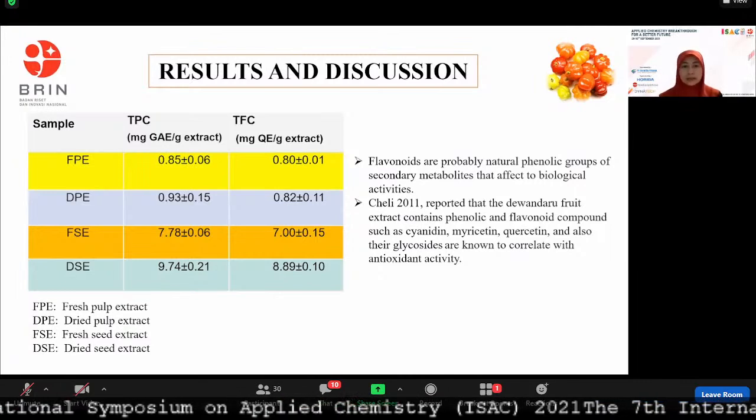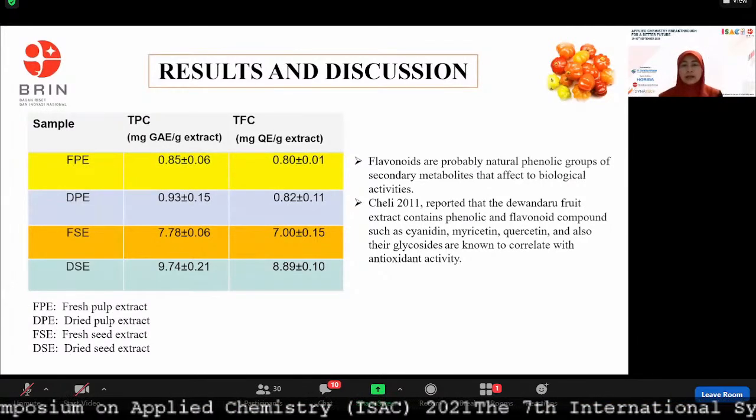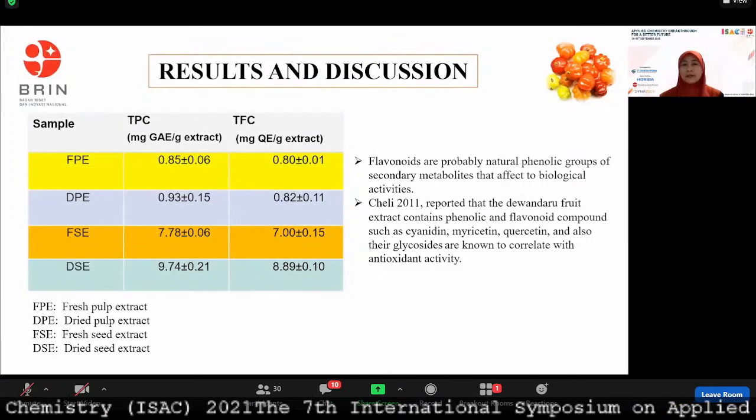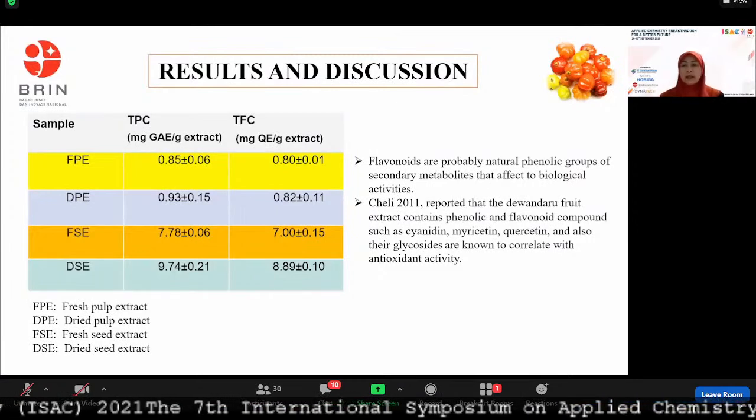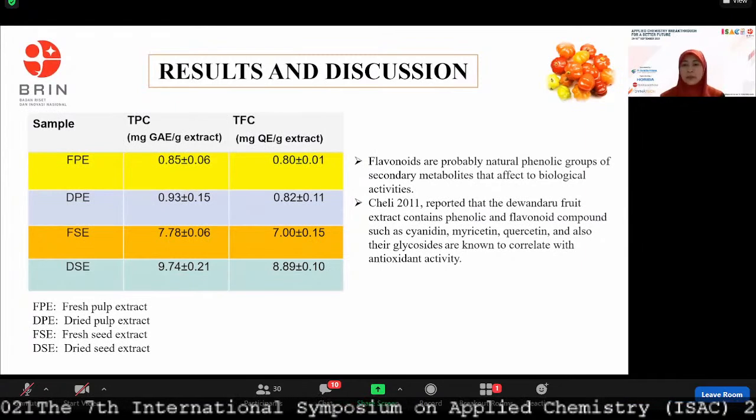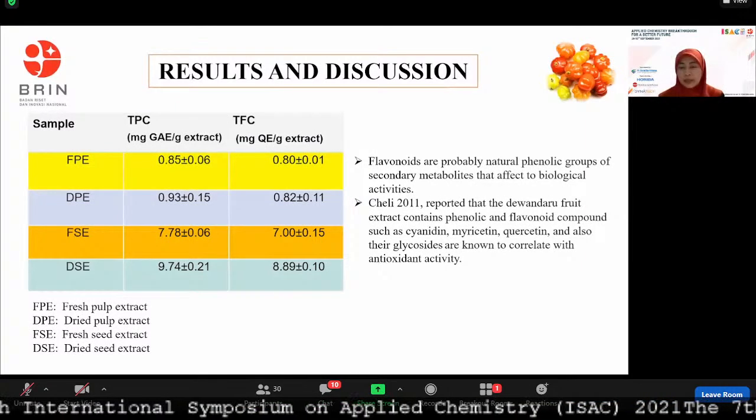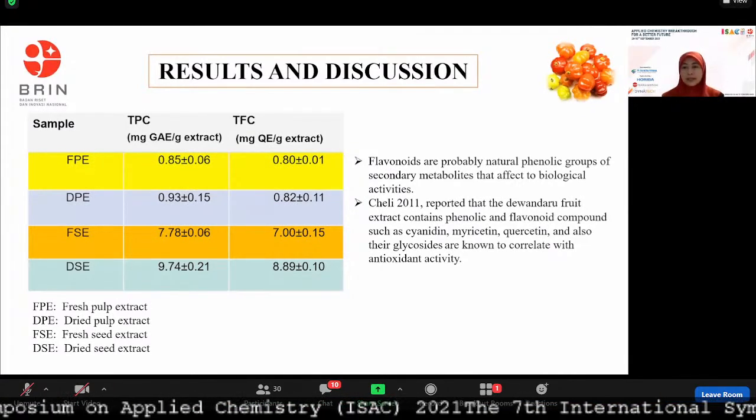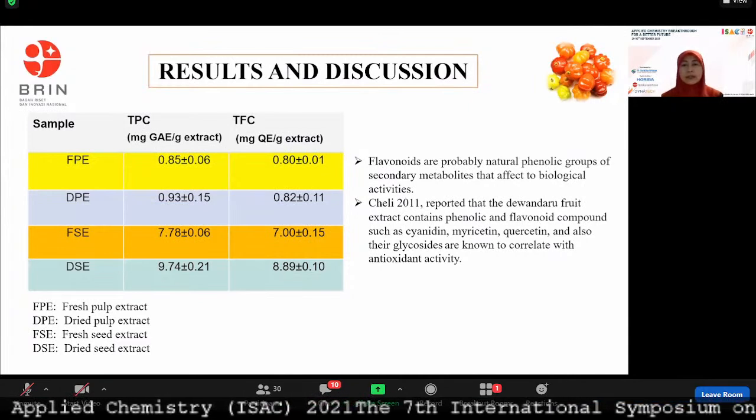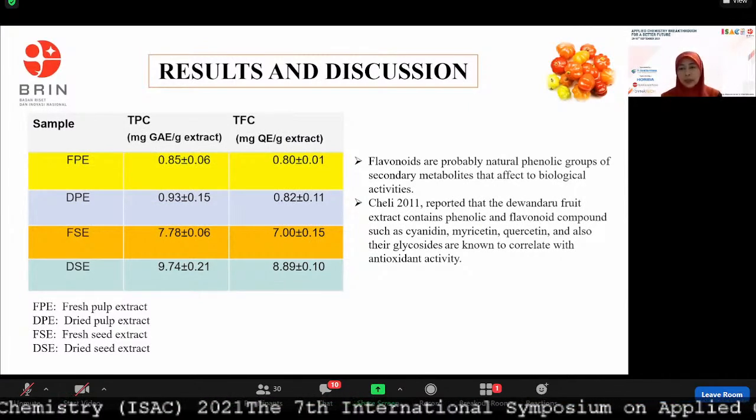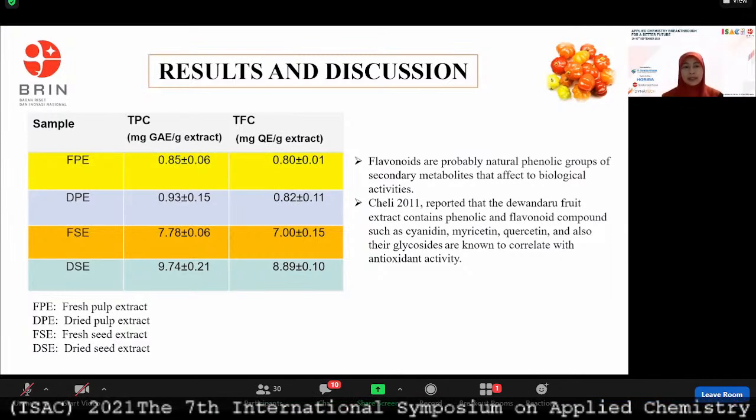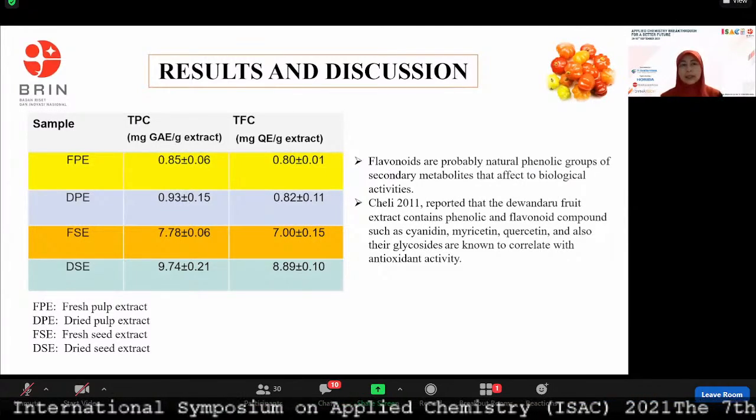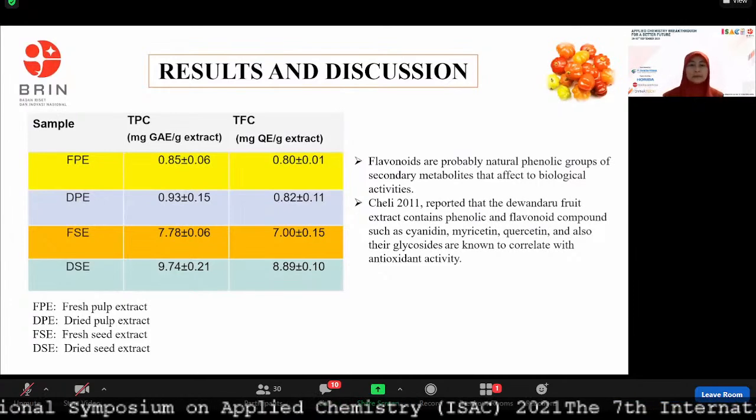But for the seed extract, the dried seed extract is higher than the fresh seed extract for total phenolic and total flavonoid content. Some previous reports, like Chile in 2011, reported that Dewandaru fruit extract contains phenolic and flavonoid compounds such as cyanidin, myricetin, quercetin, and also their glycosides, which are known to correlate with antioxidant activity. But in our study, the content of phenol and flavonoid in the pulp extract is low.